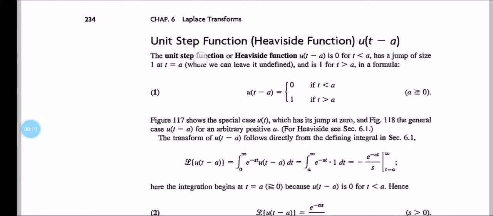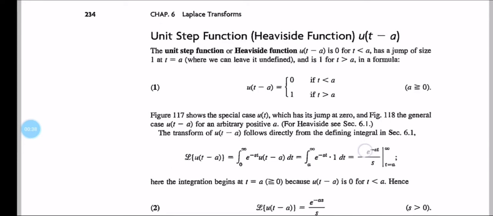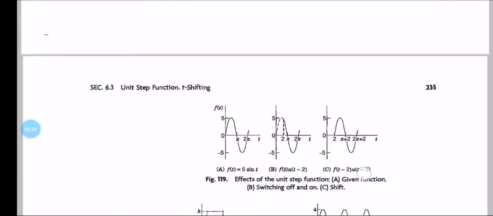So for the unit step function we will define a function u of t minus a, which is also called the Heaviside function. So the unit step function, or the Heaviside function, u of t minus a is defined as follows: u of t minus a equals 0 if t is less than a, and it is 1 if t is greater than a.